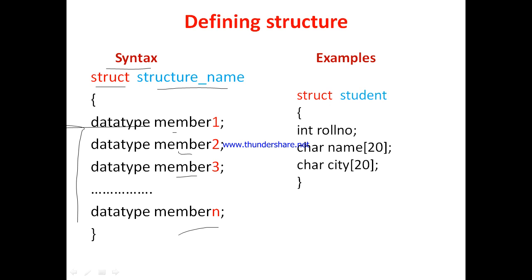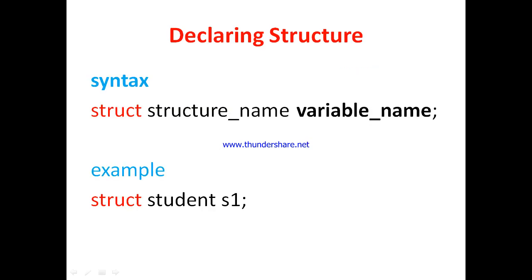Here struct is a keyword. Student is the structure name. Here int roll number is one member, member 1. Char name of array of size 20, here name is another member, and char city of 20, here city is one of the members. In this structure, we have defined the structure student, which can store roll number, which can store a name of maximum size 20, and which can store the city name having maximum size 20.